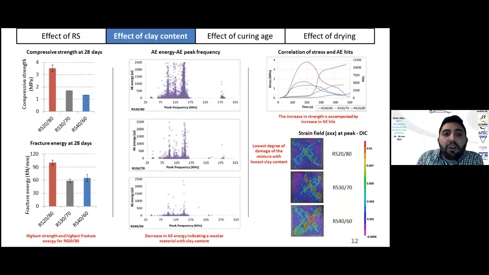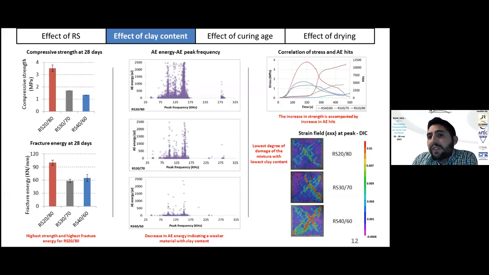Regarding the effect of clay content, the compressive strength decreases with clay content. Similarly, as with the recycled sand, more clay content requires more water. The mixture with the lowest clay content, RS2080, evidences the highest fracture energy. The acoustic emission energy decreases with clay content, indicating a weaker material with more clay.